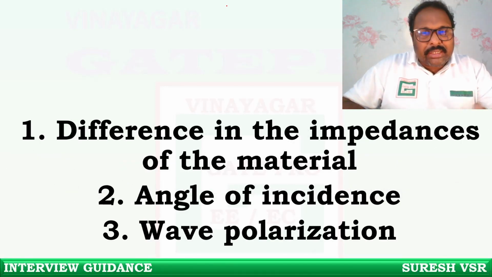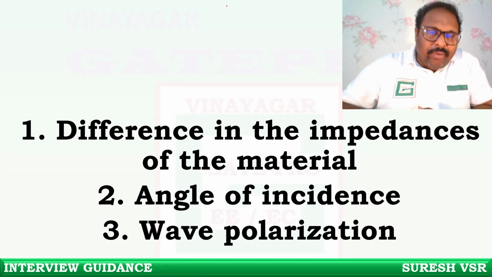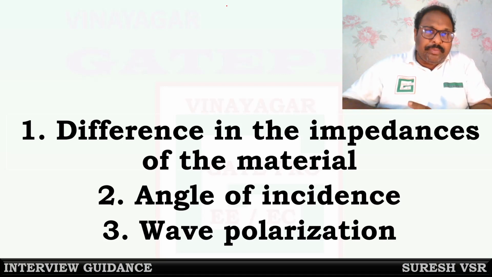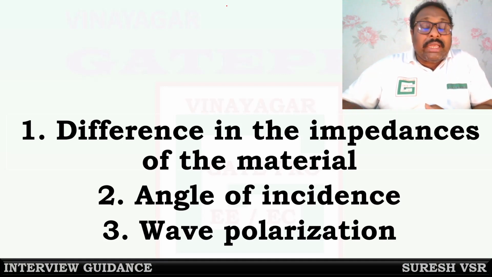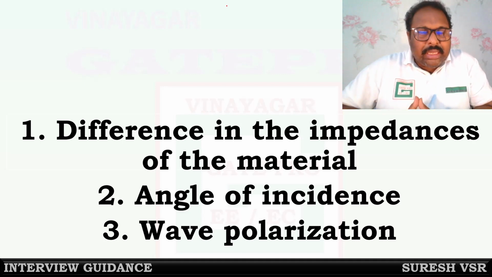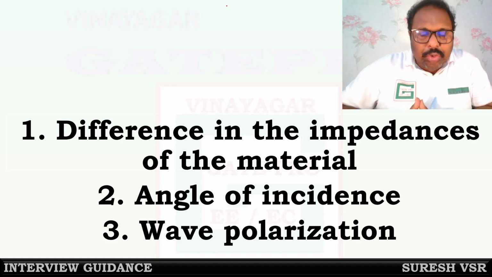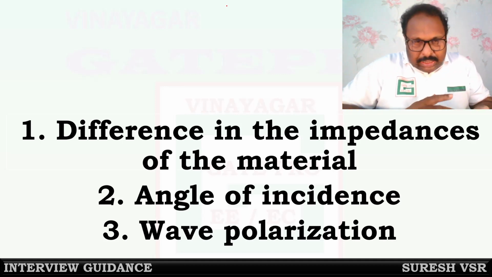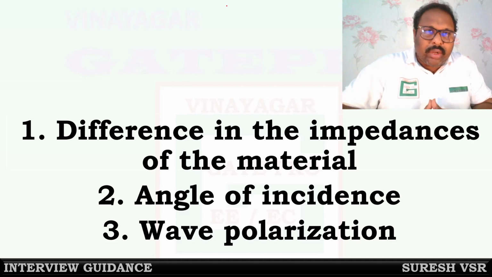But if you look at inclined incidence, it depends on the difference in the impedance, no doubt, but also on the angle of incidence. It also depends on the wave polarization. Is it S polarized or P polarized? What incident angle is there? Because that will determine your final gamma: eta 2 cos transmitted minus eta 1 cos incident, by eta 2 cos transmitted plus eta 1 cos incident. So incident angle, polarization and difference in the impedances, all three are vital.